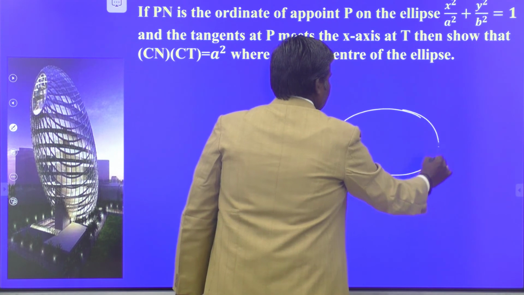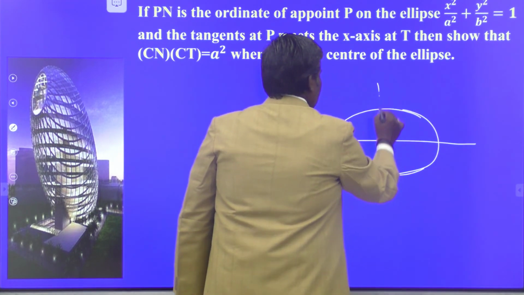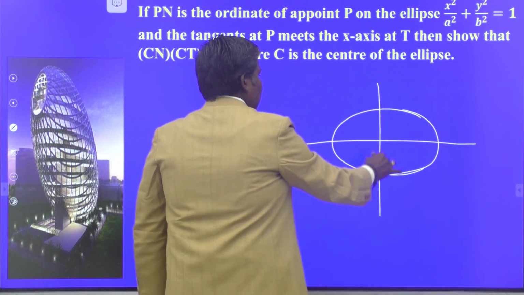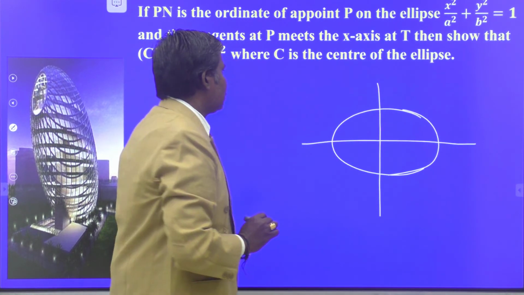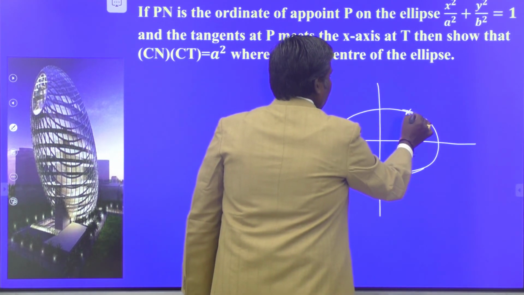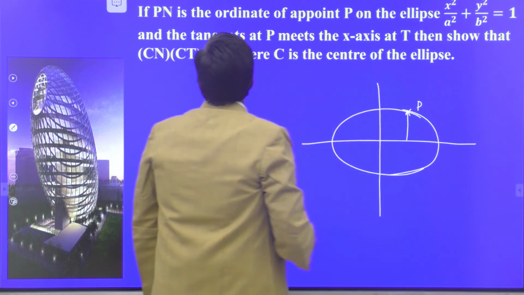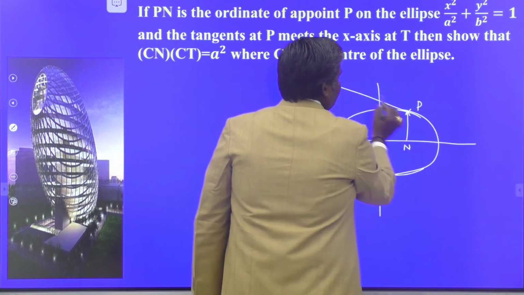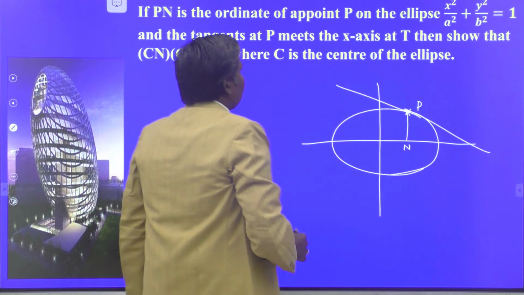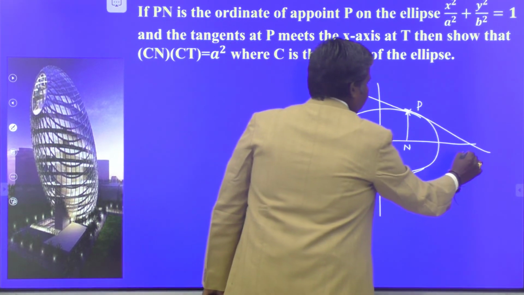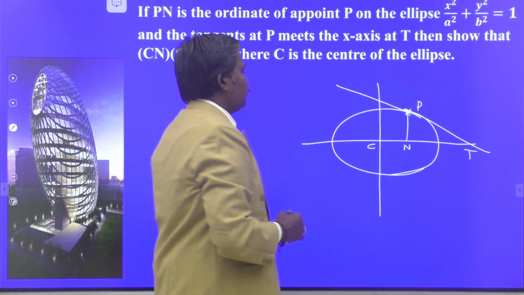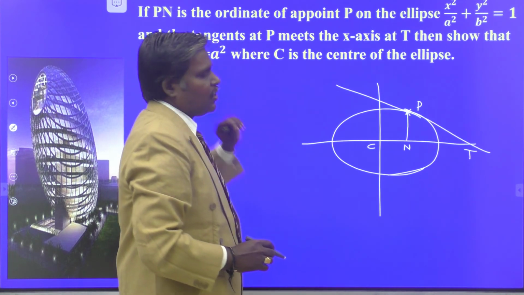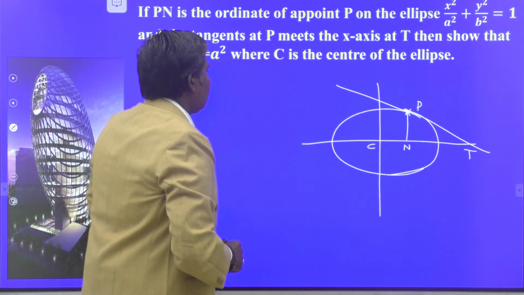This is the ellipse. These are the major and minor axes. Your major axis is from here to here, that is along the x-axis. This is the minor axis along the y-axis. P is the point on the ellipse. Pn is the ordinate of the point. And draw the tangent at that point P to the ellipse. It meets the x-axis at T. This is the center of the ellipse. We have to show that Cn into Ct is constant, that is equal to a square. Understand? How to do this one?